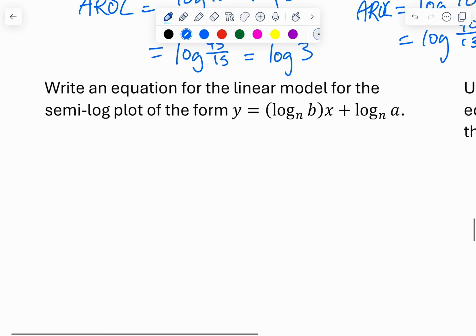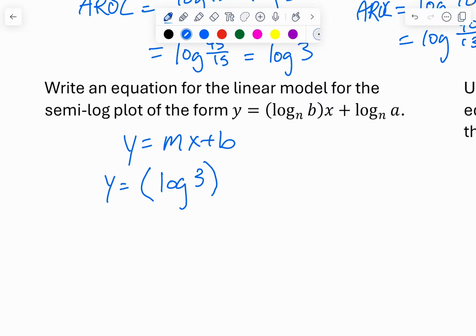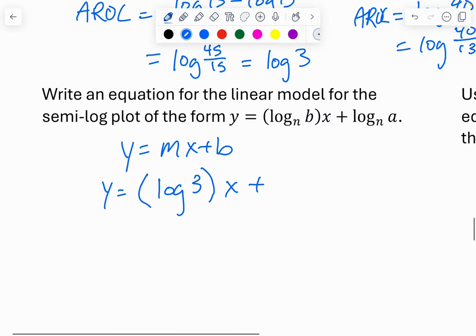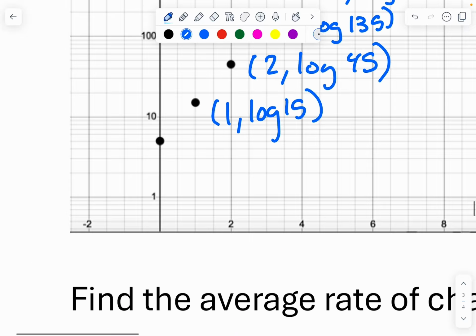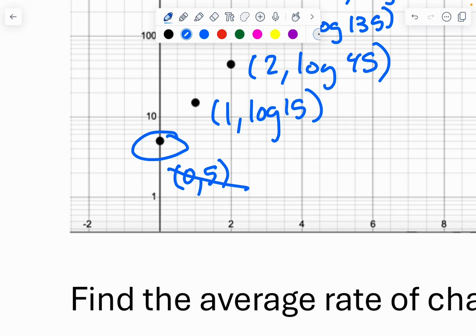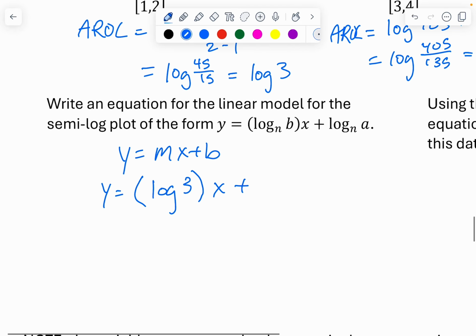So now let's look at this next one. We know that for a line, y equals mx plus b, m is the slope, or the rate of change. Well, our rate of change we just found was log 3. And then our y-intercept, well, we had this point. What was this very first one? This is the point 0, 5, but we don't want to use 0, 5. We need to take the log of that to make things linear. So we're going to have 0, log of 5, so the y-intercept is log of 5.